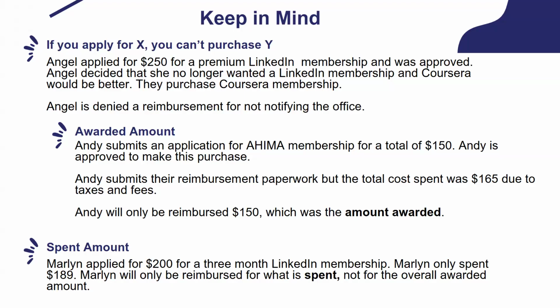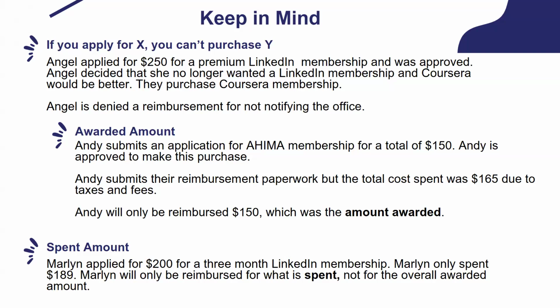Another scenario is this student, Andy, who submits an application for a membership that costs $150. Andy is approved to make this purchase, but Andy submits their documentation paperwork, and the total cost that they spent was $165 because they did not include taxes and fees in their calculation. Now, Andy will only be reimbursed $150, which was the amount that they were awarded. So please also keep that in mind. If you want to build out your cart, do that and send that screenshot as well if you would like to.